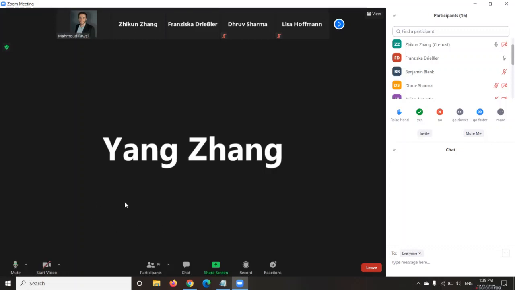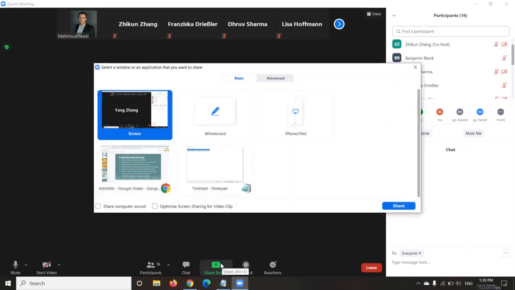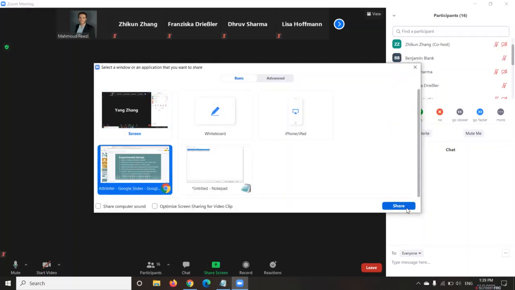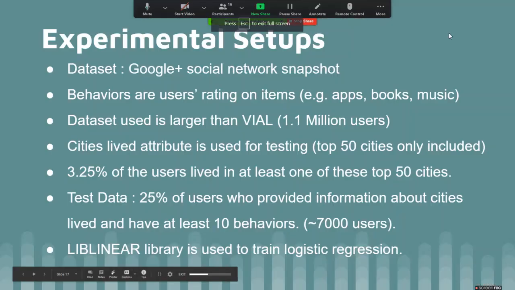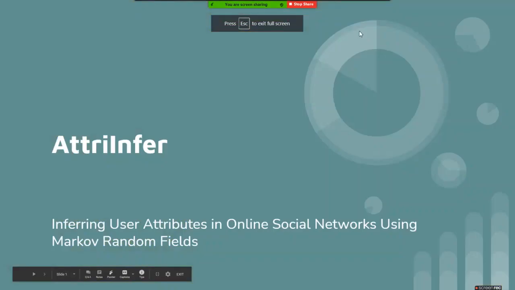Yes. Can you hear me well? Yes. Okay, now I'm trying to share my screen. I hope you can see my screen. Yes. Yes, we can see the experiment set up. Yes, please go ahead.